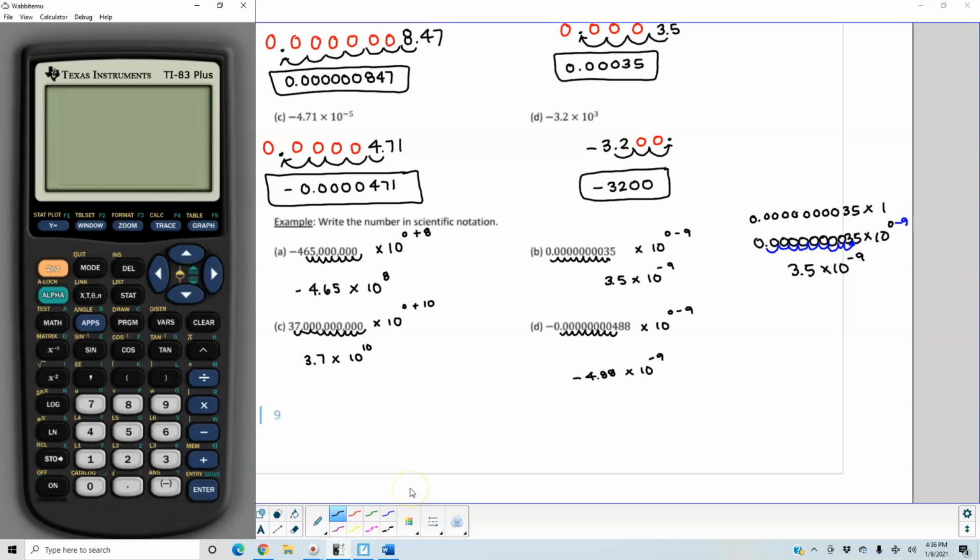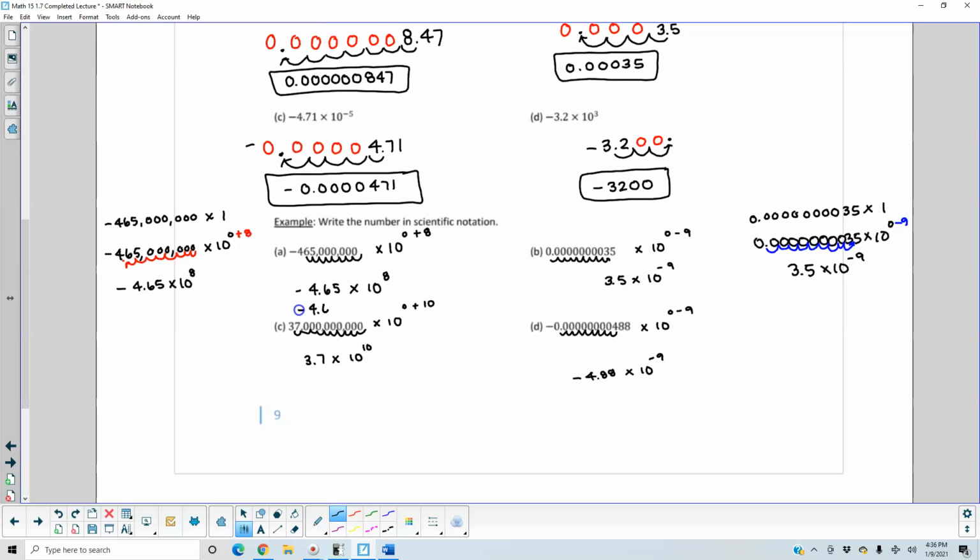Okay, so let's talk about this in terms of our calculator. When you're using a calculator, especially in statistics, this can also be represented by negative 4.65 e 8. This is the same thing as 3.5 e to the negative 9. This is the same thing as 3.7 e 10. And this is negative 4.88 e to the negative 9.